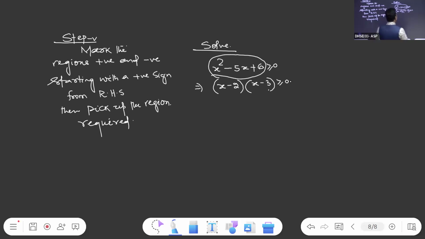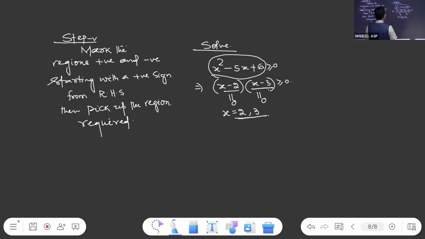Now, what is your next step? The next step is make the coefficient of x positive in each of the linear terms. Here, two linear terms are there. One is x − 2, other is x − 3. In both the linear terms, the coefficient of x is 1, which is positive. So, no need to make them positive. They are positive already. Now step 3 is equate each of the linear terms to 0. That means we equate x − 2 with 0 and x − 3 with 0. If we equate x − 2 = 0, the value of x will be 2. If we equate x − 3 = 0, the value of x is 3. These are called roots or critical points.